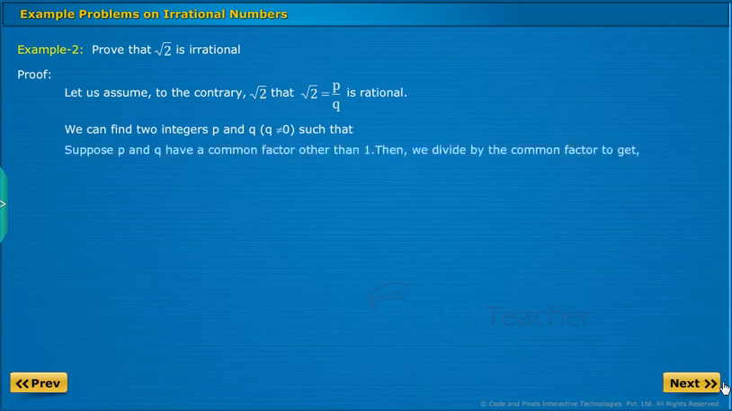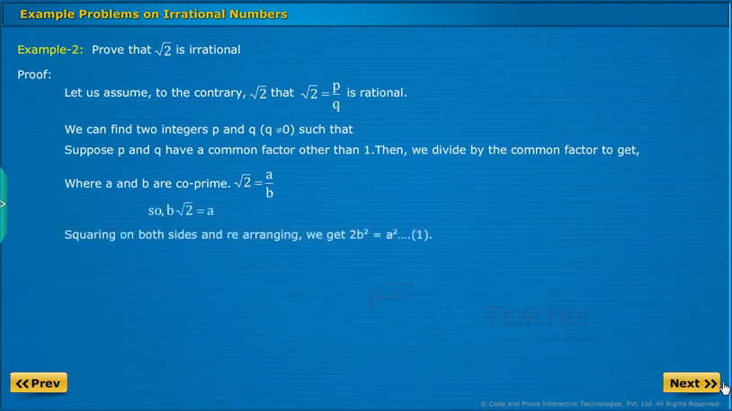Suppose p and q have a common factor other than 1. Then we divide by the common factor to get root 2 equal to a by b, where a and b are co-prime numbers. So, b root 2 is equal to a. By squaring on both sides, we get equation 1 as shown on the screen.